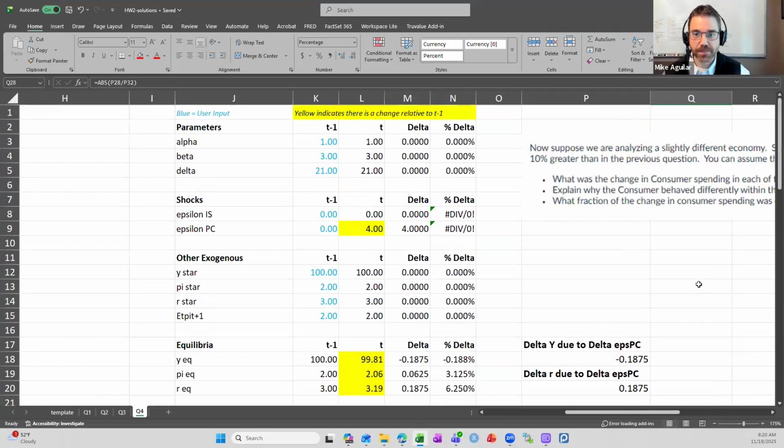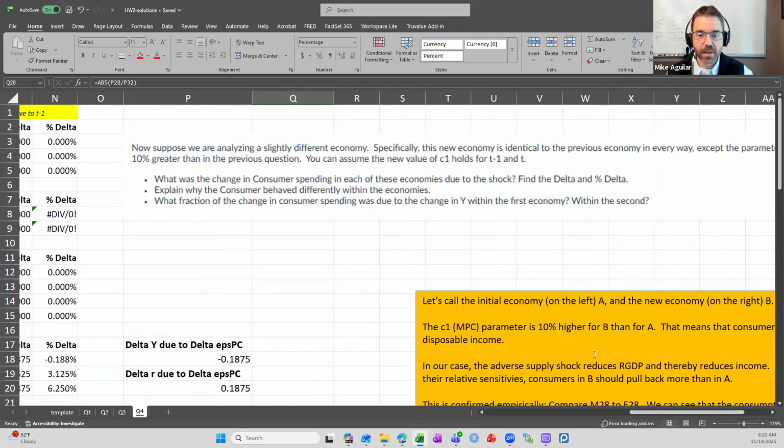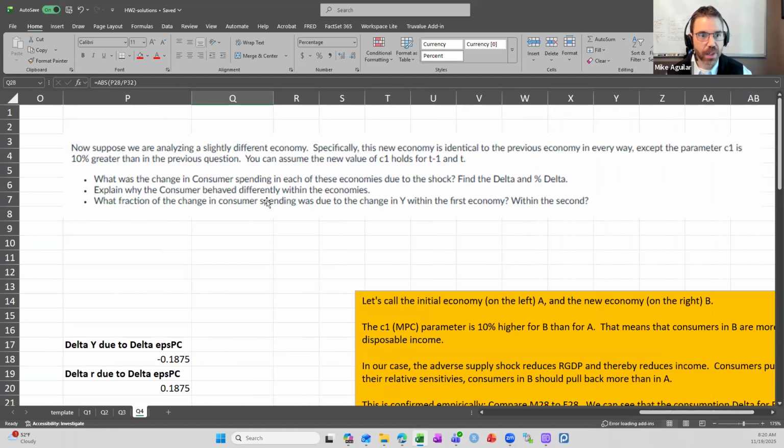So take a step back and look at the question again. There we go. We had two economies identical in every way. The only difference is the change in C1, that amount of sensitivity, the marginal propensity to consume, which differs in this new economy. When there's this adverse shock reducing income, the people in this new economy are going to respond by more because they're more sensitive, even though the size of the shock is the same. Hope that helps.